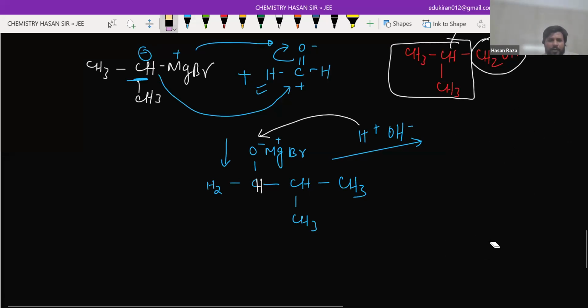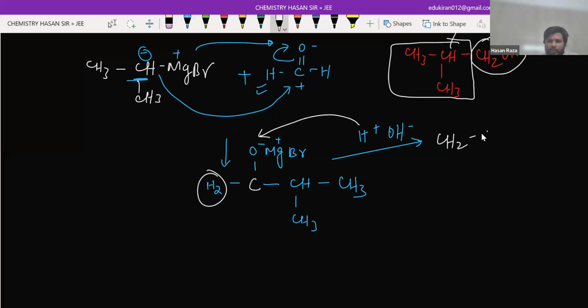Just count the number of bonds. I have made some mistakes here. 4 bonds, this is 4 bonds. So, where I made it: 2 hydrogens are here, I thought it was 1. So after this, this will be attacking here.